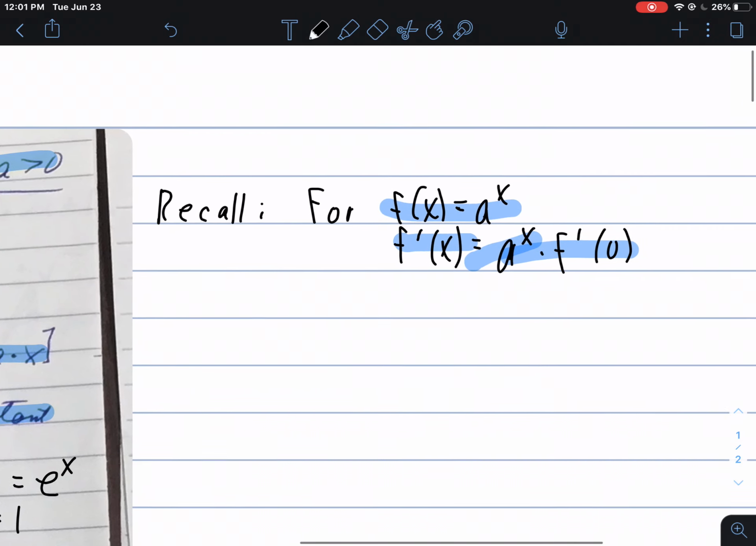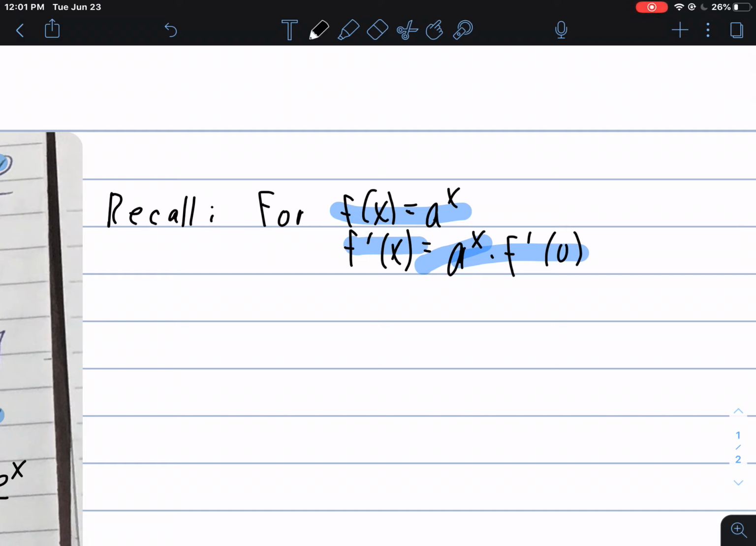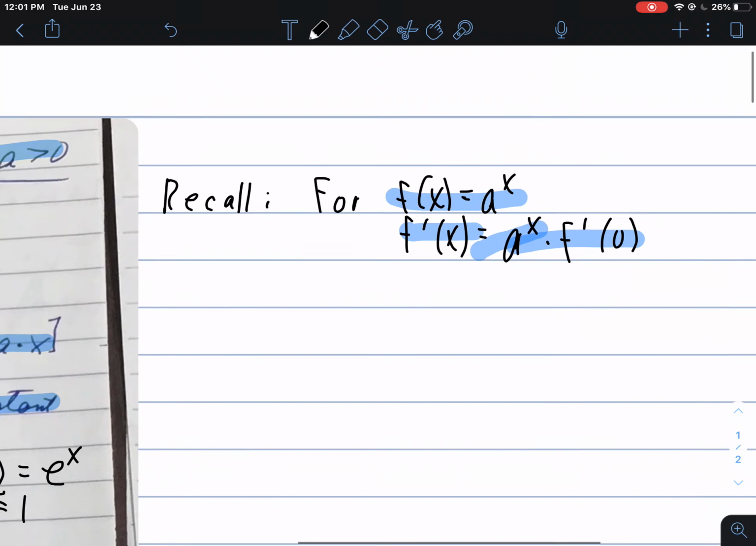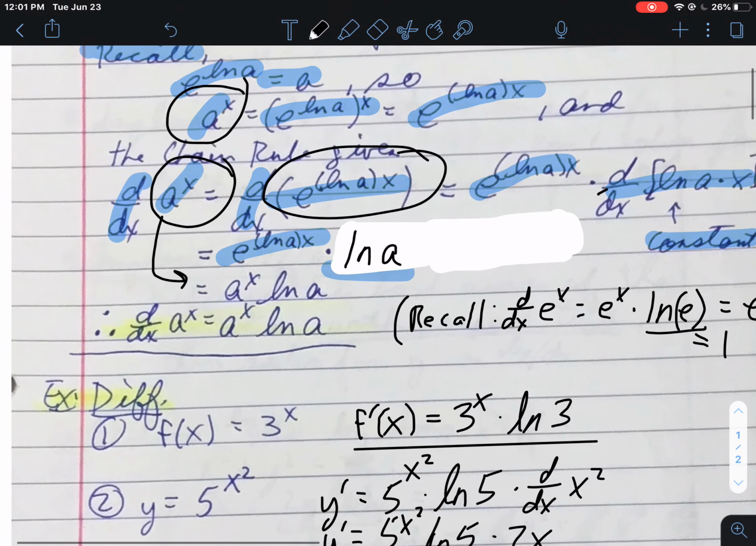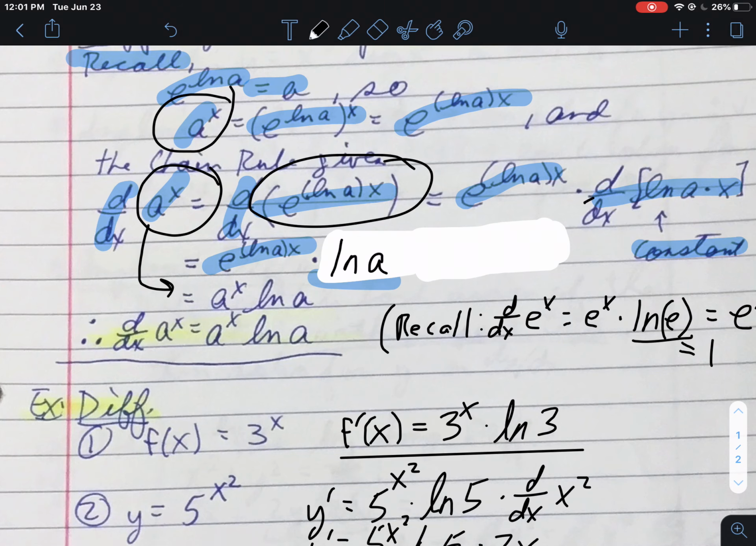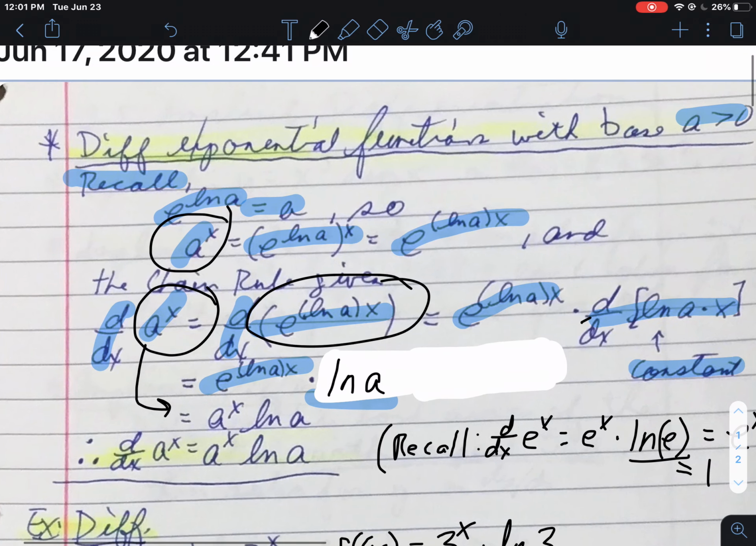So whereas before we had the derivative of a to the x being a to the x times f prime at 0, it also turns out that the derivative of the function at 0 is equivalent to the natural log of the base. Whoop-de-doo, I guess. Us math folks would find that absolutely amazing. But for our purposes, all you need to know is that the derivative of a to the x, exponential function base a, is equal to the function times the natural log of its base.